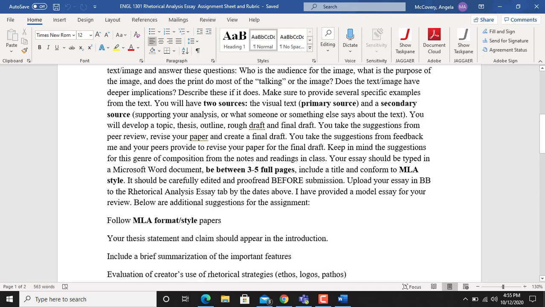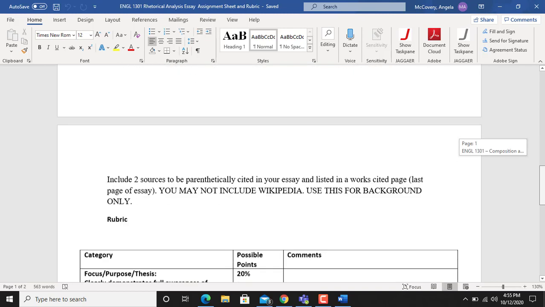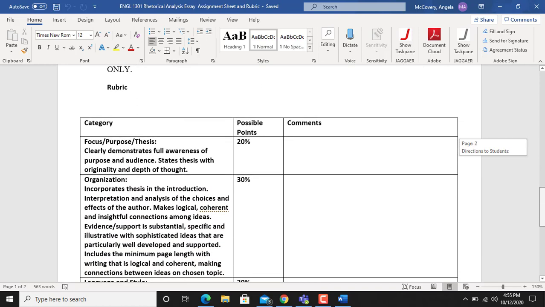Okay? So here are a couple of suggestions here. And of course, here's the rubric that follows. All right?